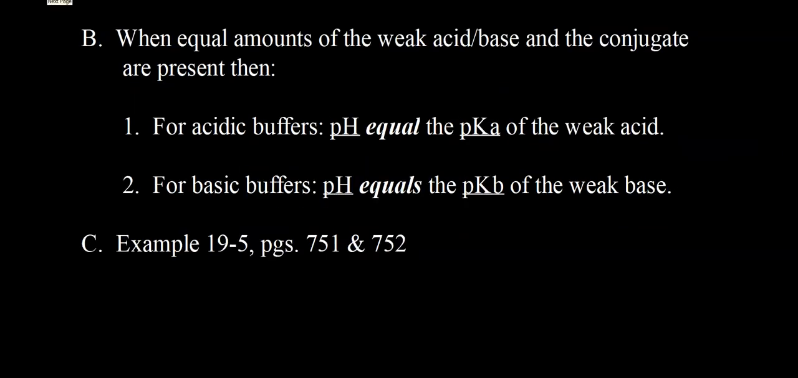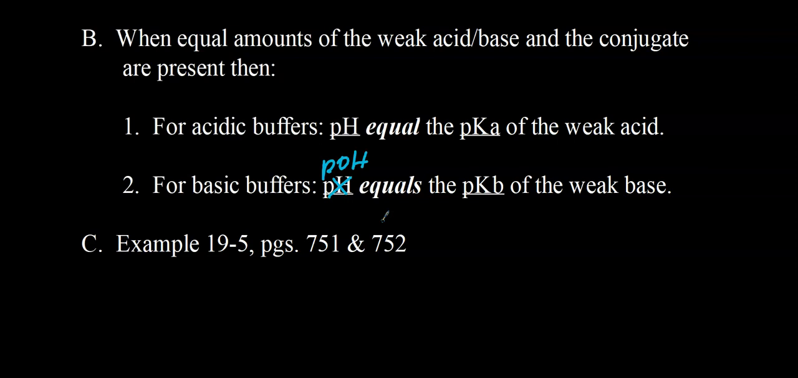Now, something very important, we'll talk about this more later, but we'll introduce it now. When equal amounts of the weak acid and conjugate are present, or weak base and its conjugate are present, for an acidic buffer, the pH of that solution will be equal to the pKa of the acid. I'll show you why later. Likewise, for basic buffers, the pH equals the, that should say pOH. So cross that off, right? It's pOH equals the pKb of the weak base.